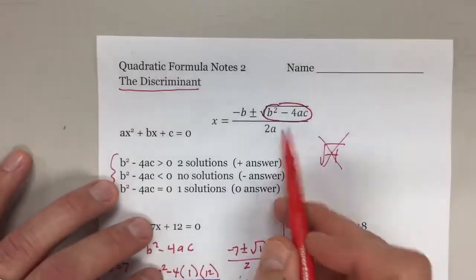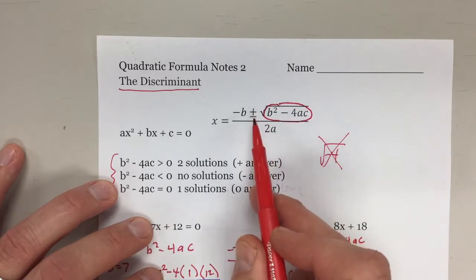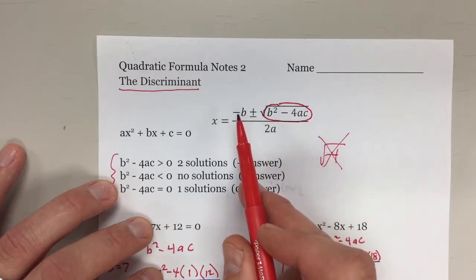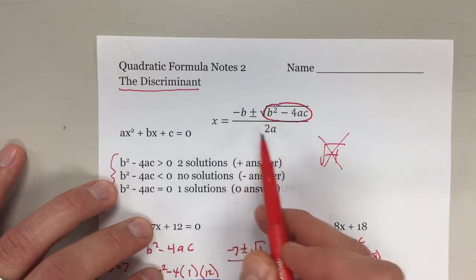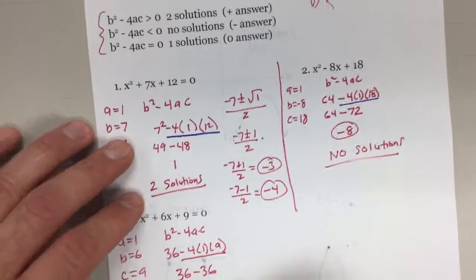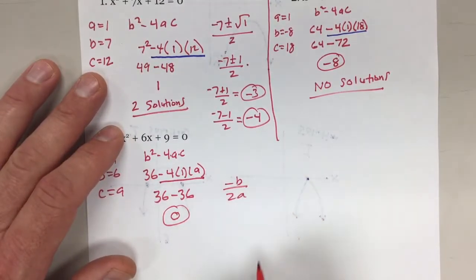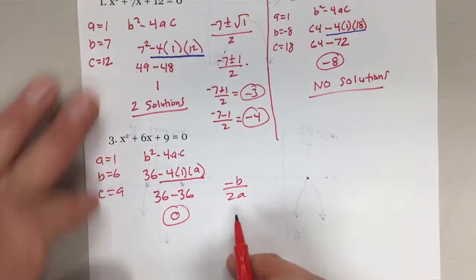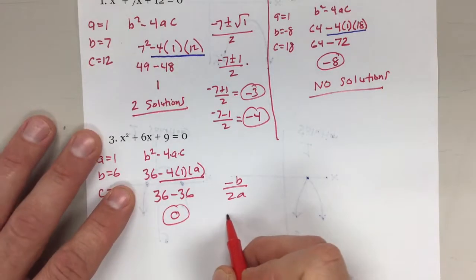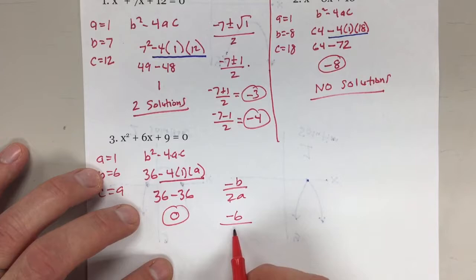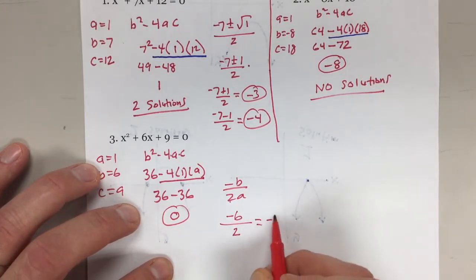Now, since the square root stuff is 0, there's no need to add or subtract 0. So all I have to do to find my answer is what's left in the formula, which is negative b divided by 2a. So when there's one solution, that's really all you have to do. So b is 6, so negative b would be negative 6. 2 times a would be 2 times 1 is 2. My answer is negative 3.